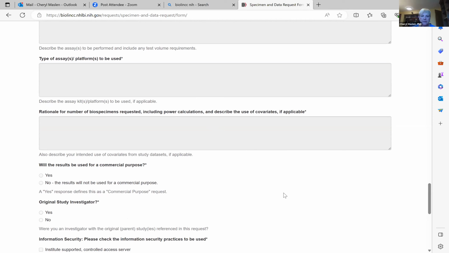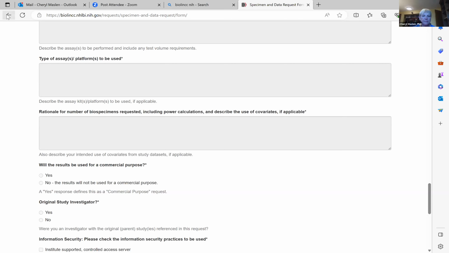And so there's also a process that if BioLINCC doesn't have sufficient numbers to make your study successful, do you have other resources? What are those? How would you commingle samples, and what the implications of that are? And so this is all the kind of thing that you're going to be spending some time on before your request can be completed.